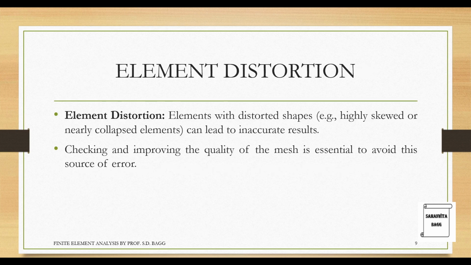The next reason for the error is the element distortion. Elements with distorted shapes, say if they are highly skewed or nearly collapsed elements, can lead to inaccurate results. Checking and improving the quality of mesh is essential to avoid this source of error.